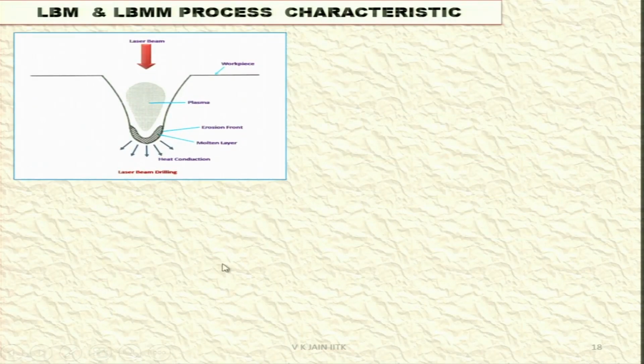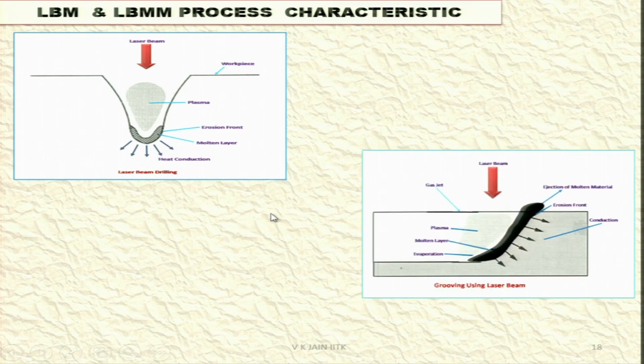You can see here the case of laser beam drilling. You are drilling a hole with the laser beam and you can see the shape you are obtaining. At the entry it is a much larger diameter than at the bottom, and this is the recast layer kind of thing. Erosion front, molten layer is there. Once it gets redeposited and adheres to the machined surface, then you will call it a recast layer. And here is the heat affected zone. You can see grooving using the laser beam. Again the same phenomena is taking place over here.